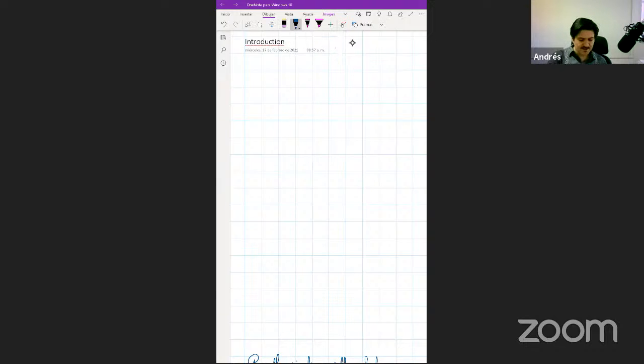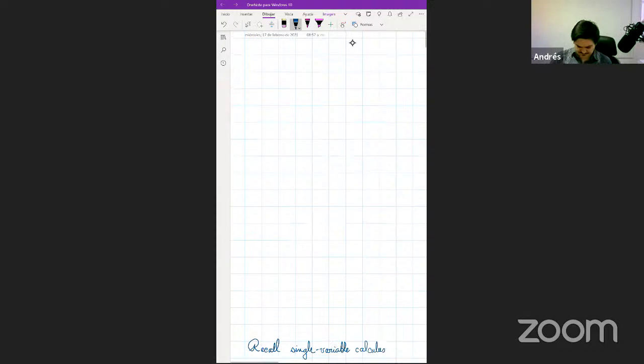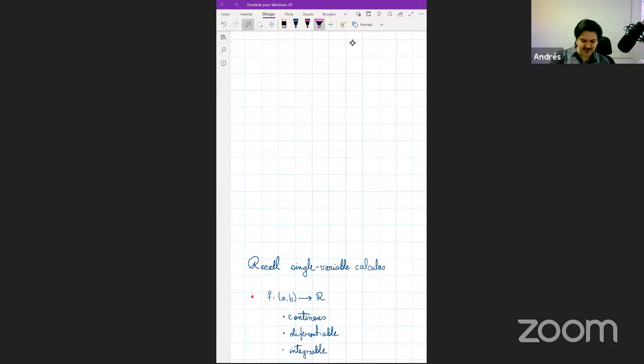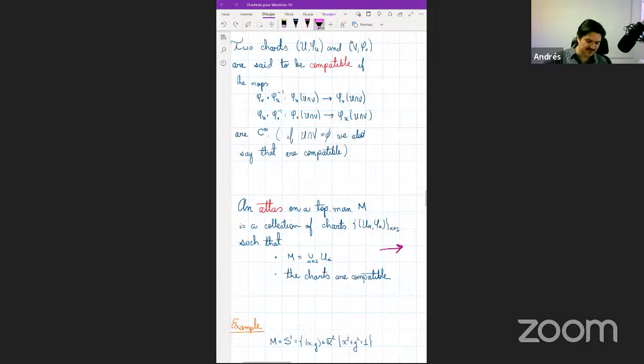Well, so the whole idea of this is to give a rough introduction to manifolds. So let me give you some background here. So let's recall first single variable calculus, calculus 1, right? So you always have a function defined on an open interval that goes to the reals. And remember, why do we care about?